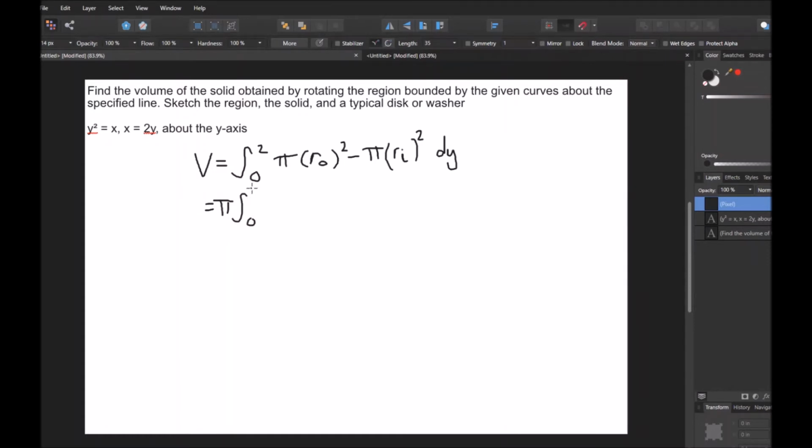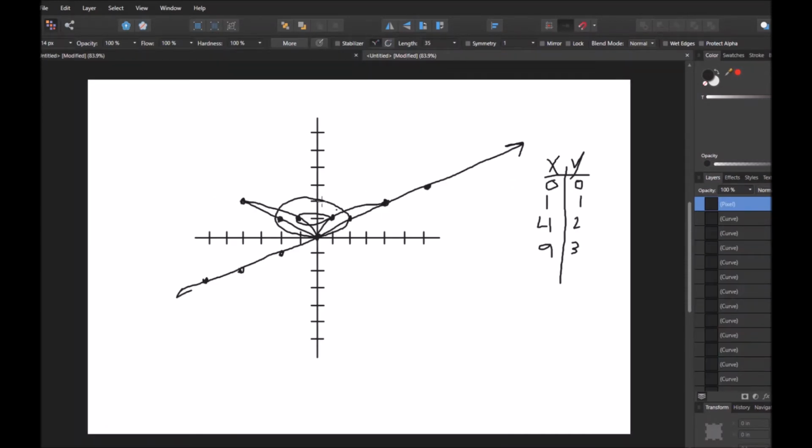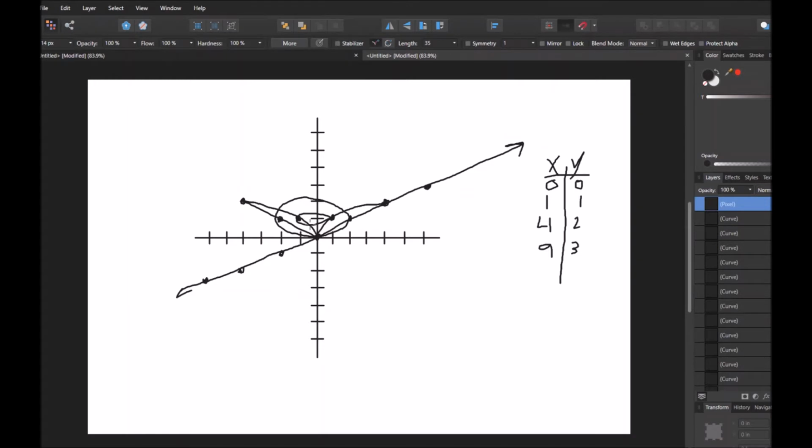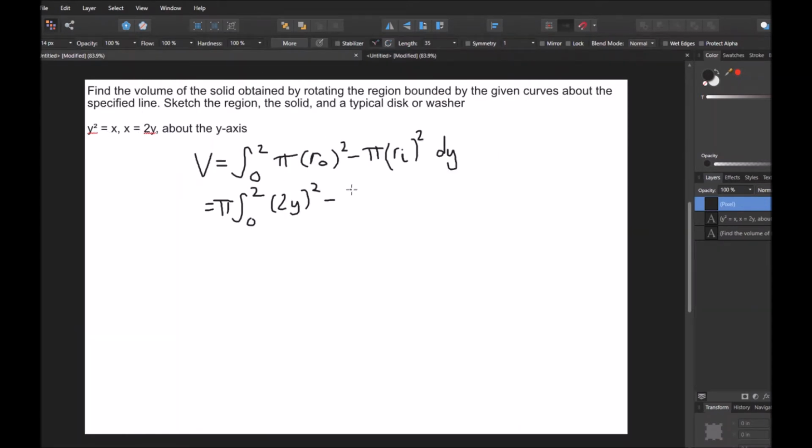So I have pi times the integral from 0 to 2. And then when I look at the outer radius, this is the outer radius here. You can see that it's the 1/2 x equals y line right there. But because we're doing this with respect to y, I'm just going to keep it as 2y. So I'm going to write (2y) squared minus, and then the inner radius is given by the y squared equals x curve. So I'm going to write (y squared) squared dy. So then I can simplify this into pi times the integral from 0 to 2 of 4y squared minus y to the 4th dy.